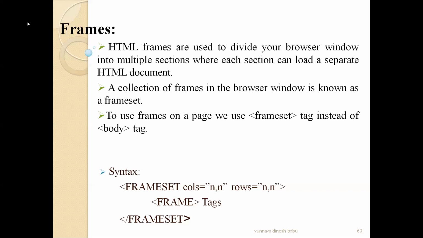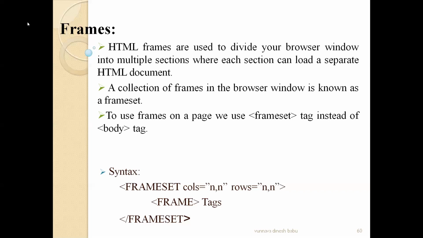When we are dealing with frames, there is no need to use the body tag. We can simply use the frameset tag. That frameset tag will divide the web page into multiple frames. I will show with an example how the division is done, right? Instead of the body tag, when we want multiple frames on the same web page, we use the frameset tag, which will divide the web page into multiple rows or multiple columns, whatever we have specified there.